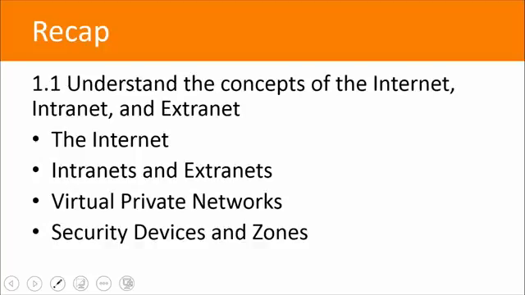All right, ladies and gentlemen, that's it. This is the last one. Just to do a quick recap, we discussed objective 1.1, understand the concepts of the internet, intranet, and extranet, detailing the internet, the intranets and extranets, what they are, how they function, who uses them. We talked a little bit about virtual private networks, and then finally security devices and demilitarized zones or perimeter networks.